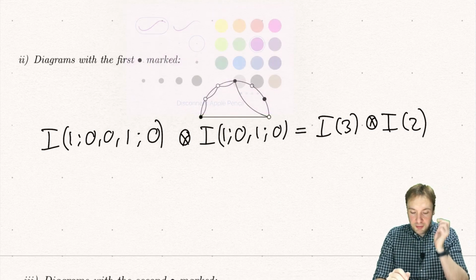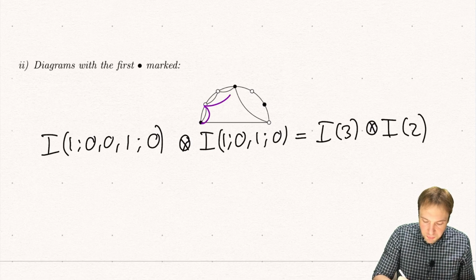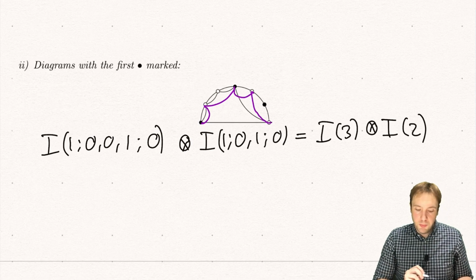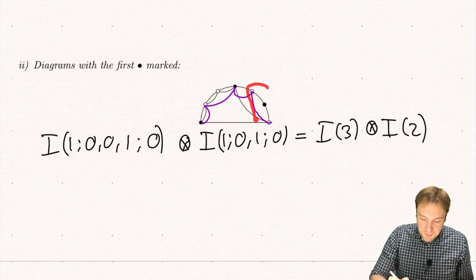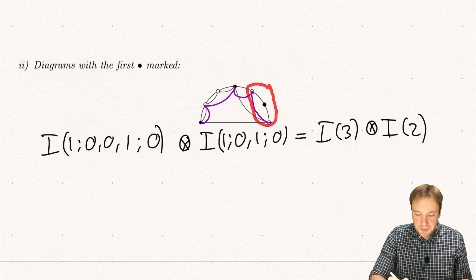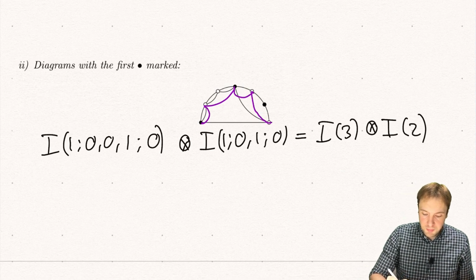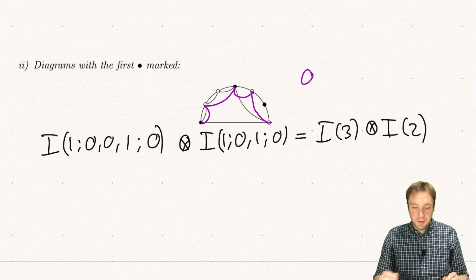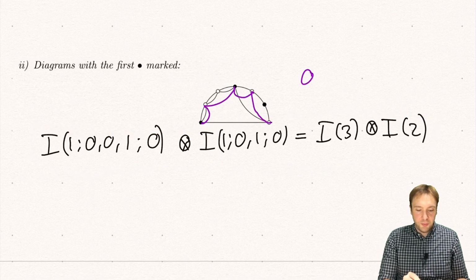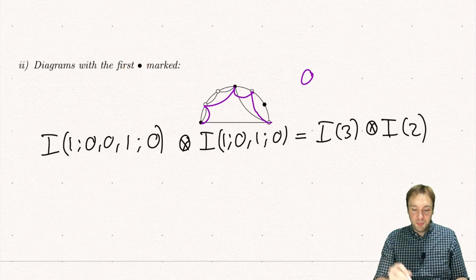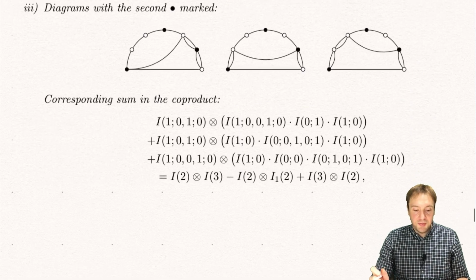And also here, you can check that this is really the only diagram which gives something non-zero. So for example, if we would choose this, why is this zero? Well, this would be zero because on the left-hand side, the product contains the iterated integral from zero to zero, which is zero. So this would give zero on the right-hand side. So therefore, this here is the only contribution to the coproduct in this case, where we consider the markings with one black dot here. And now the markings with the second black dot.